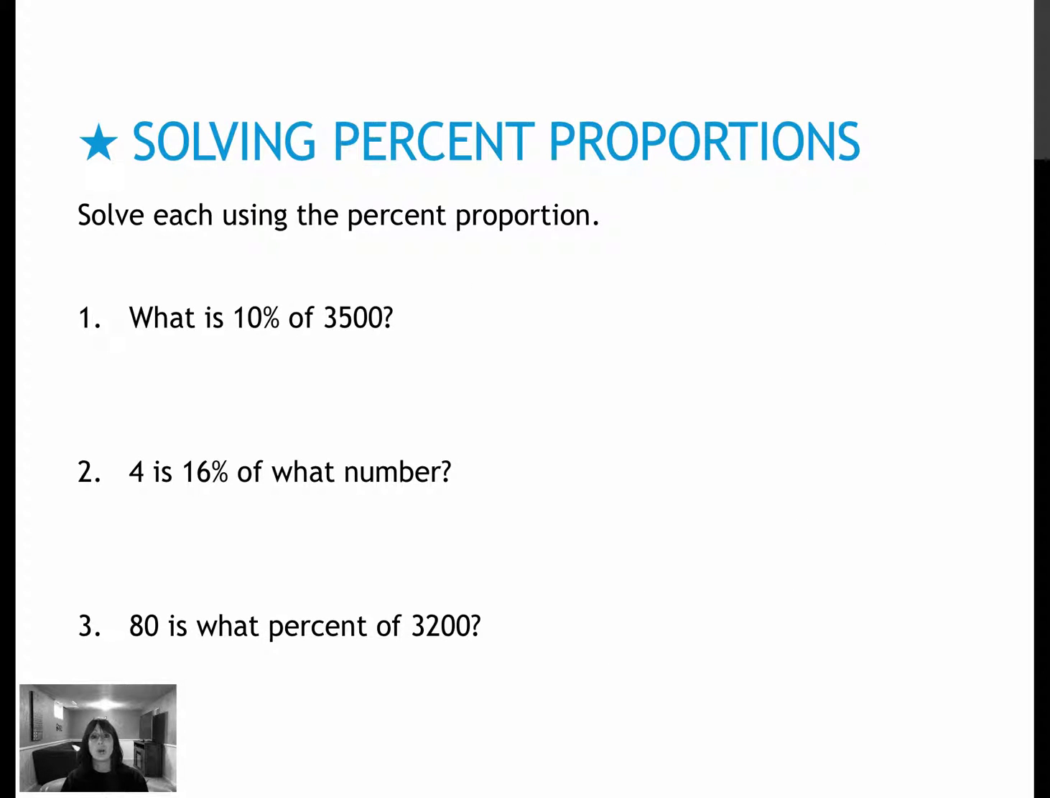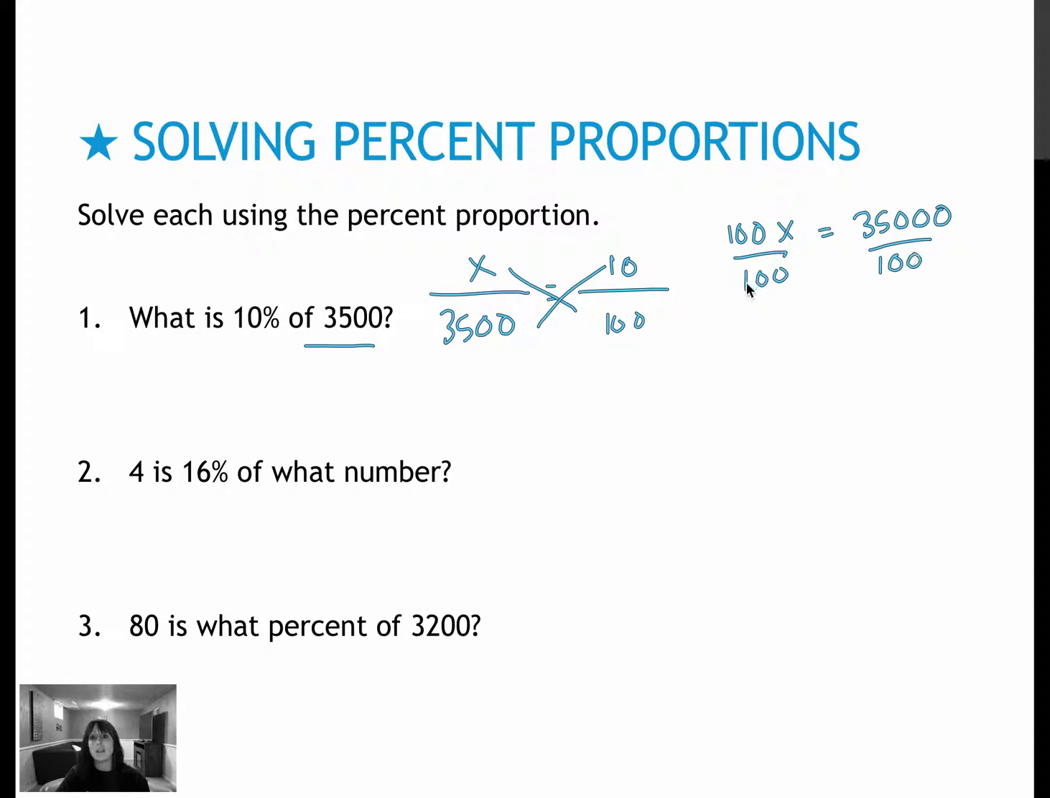Try these 3 questions on your own, then press play to see how you did. The first one, what is 10% of 3,500? Again, is over of, percent over 100. The percent here is 10. Of is the whole, that's 3,500. I'm trying to find the part. X times 100 is 100x. 3,500 times 10 is 35,000. And then, of course, divide by 100 on each side. And that leaves me with x equals 350. So 350 is 10% of 3,500.